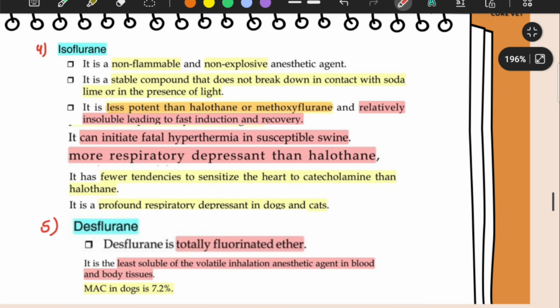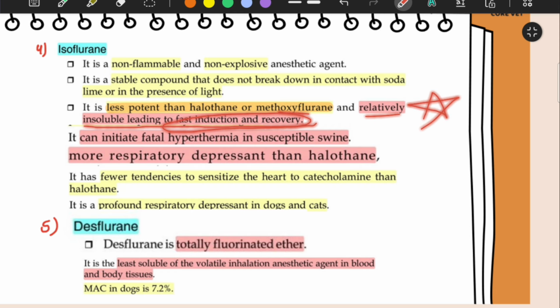Now, talking about isoflurane, it is a non-flammable, non-explosive, stable compound and does not break down in contact with soda lime or in the presence of light. It is less potent than halothane and methoxyflurane, and relatively insoluble, leading to fast induction and recovery, which is what we want.